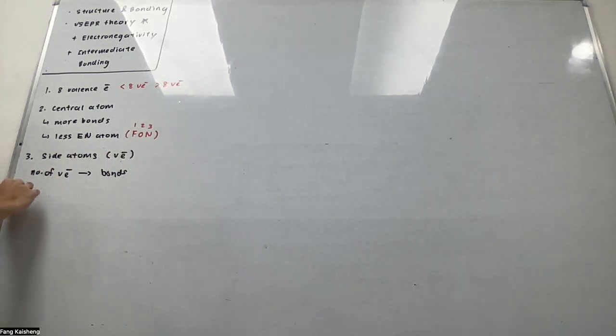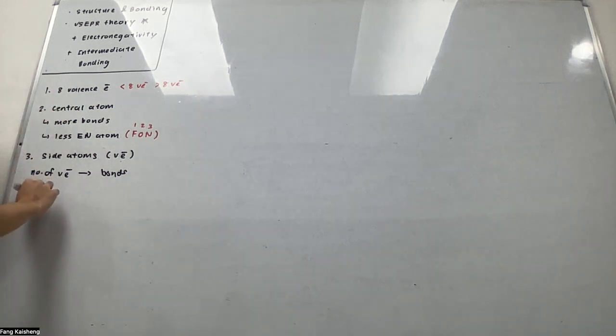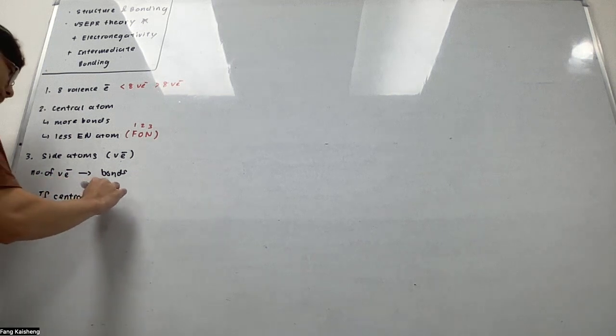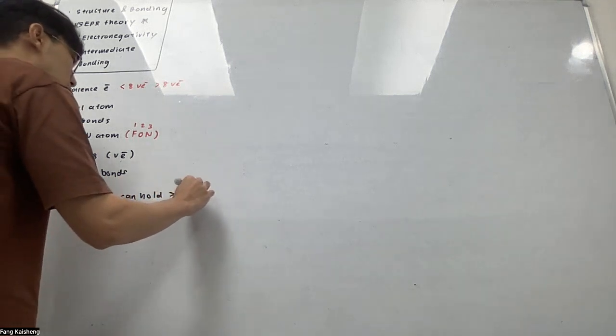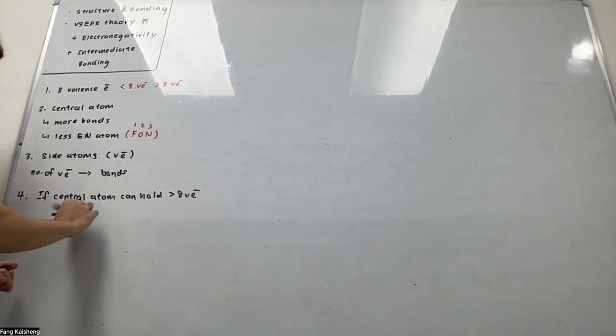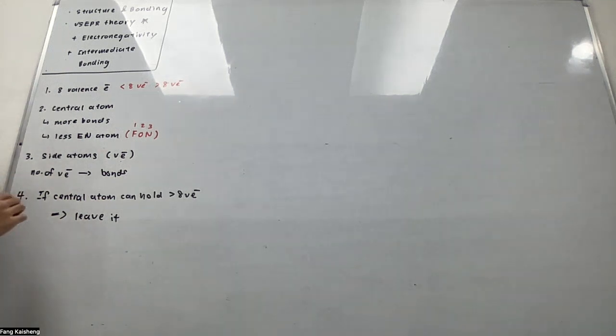Then afterwards, I also told you guys, after you fill out the side atom, you must check back at the central atom, and then there are 2 scenarios. The first scenario is this. If the central atom can hold more than 8 valence electrons, do you need to change it to anything else? No. So take note, if the central atom can hold more than 8, you leave your answer.